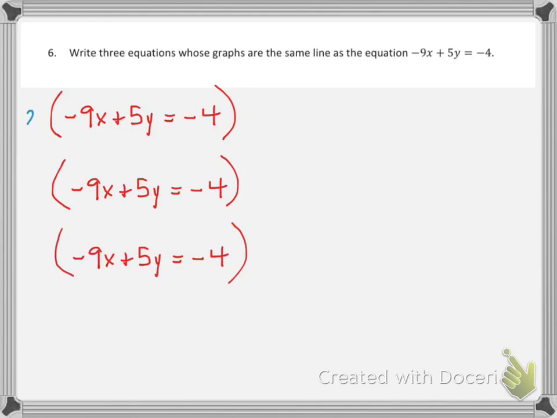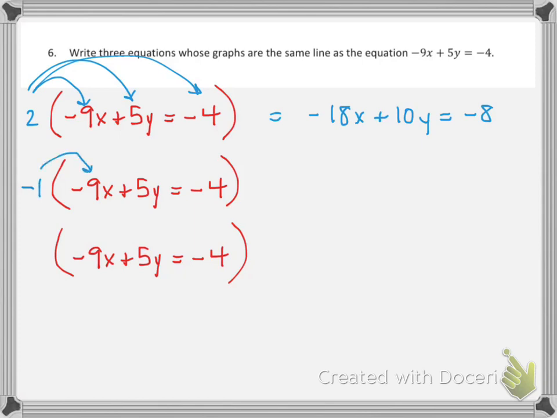So let's multiply by 2. 2 times negative 9, that's a negative 18x. 2 times a positive 5 is a positive 10y, and that's equal to 2 times negative 4, that is a negative 8. So there's an equivalent equation. How about, I don't know, let's do negative 1, okay? Negative 1 times negative 9, that's a positive 9x. Negative 1 times a positive 5 is a negative 5y, and that's equal to a negative 1 times a negative 4 is a positive 4.